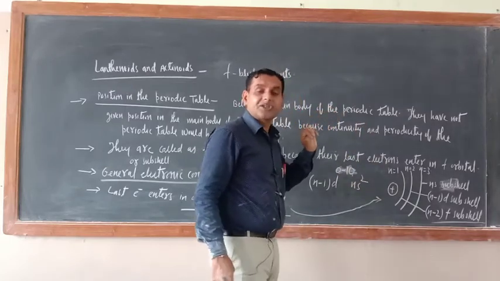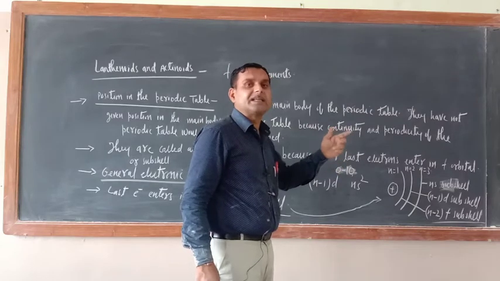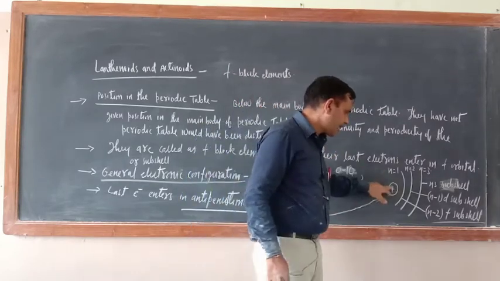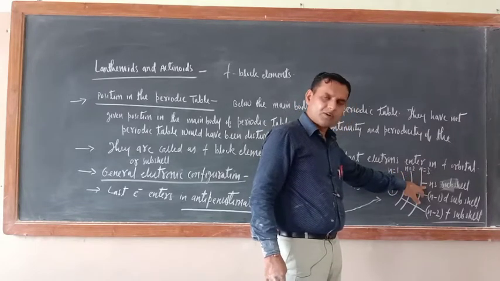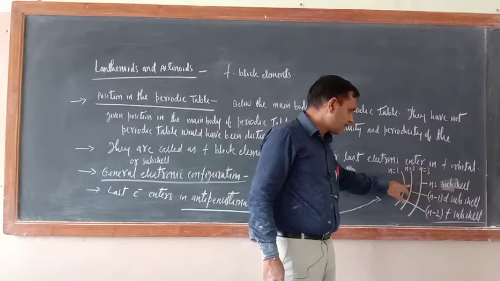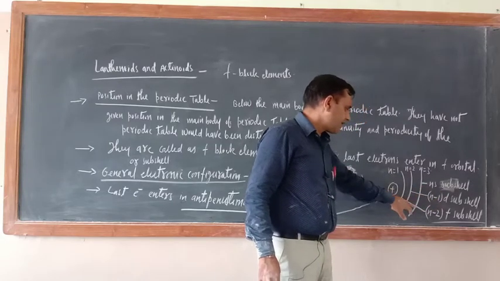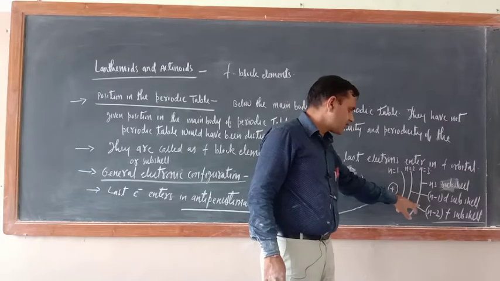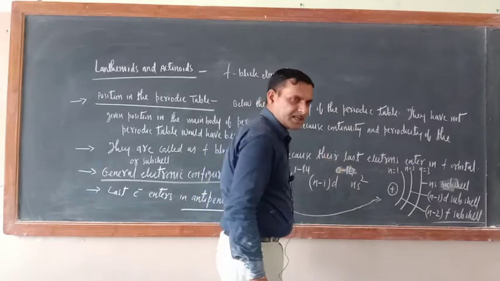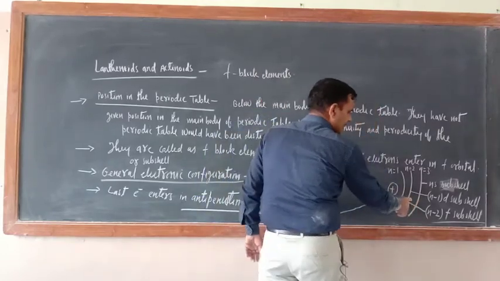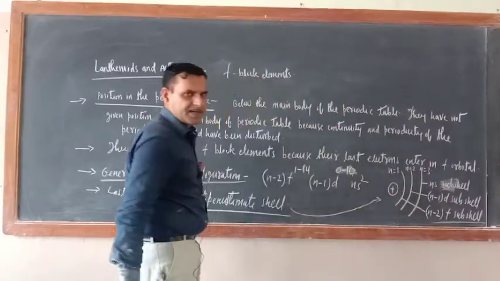In case of transition elements, what was there? Last but one shell, that is the (n-1)d subshell. Here I made again, this is the nucleus, this is shell number 1, 2, 3. Outermost shell is the ns shell. Last but one shell means second shell, the (n-1)d subshell. From outside, this is the third shell, the (n-2)f subshell, known as the anti-penultimate shell. The outermost is the last shell, the second is the penultimate shell, the third is the anti-penultimate shell.